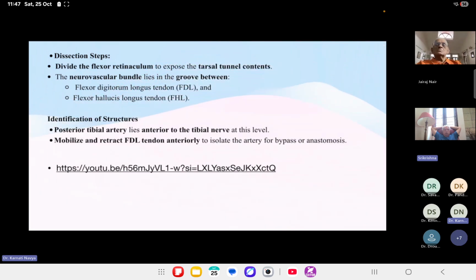Now, exposure of the profunda is very important, and usually it is deep seated. The best way to expose the profunda is from the common femoral artery, using the reverse technique, and then do the subtraction technique for looping the profunda artery.